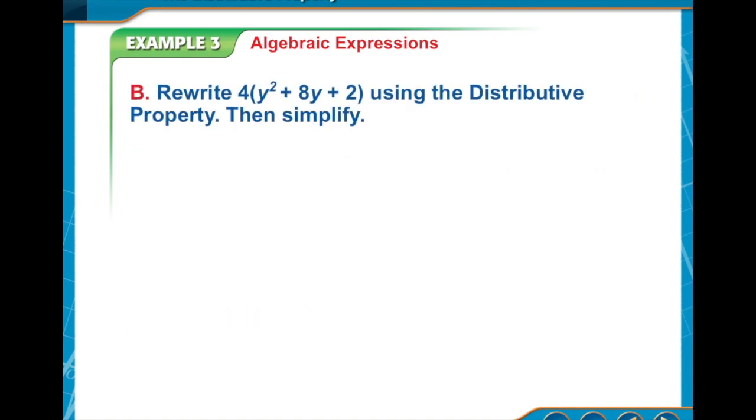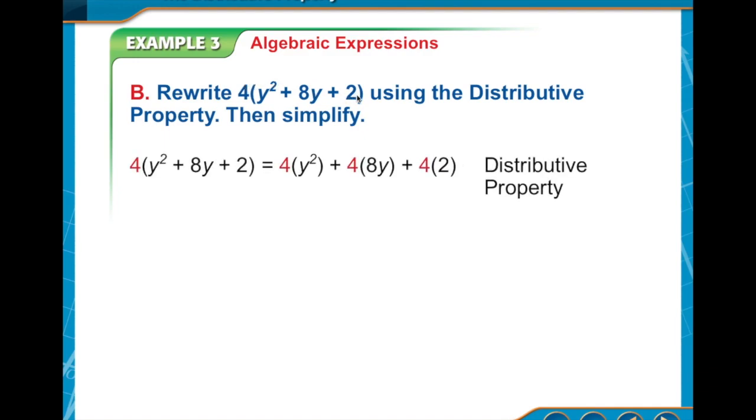Now 3b, we can rewrite this expression using the distributive property as well. So we need to apply this 4 on the outside to every term in the sequence. So let's do that. We do 4 times y squared, 4 times 8y, and 4 times 2. Now all we have to do is simplify these things, and that'll get us to where we want to be. So 4 times y squared is 4y squared, 4 times 8 is 32, and 4 times 2 gives us 8.